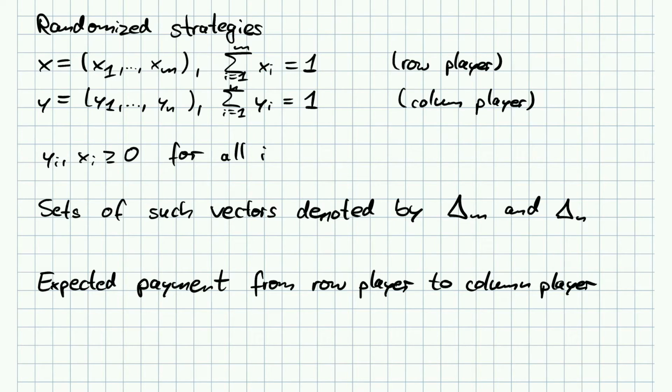Well, because both players choose their strategies independently, we would, of course, take the sum over all i and j, and then what's the probability that we end up playing strategies i and j? It's x_i times y_j, and then we'd have entry a_ij in our matrix. But we can also write this in a simpler way, namely, this is nothing but take the matrix A and from the left multiply the transposed vector x, and from the right multiply the vector y.